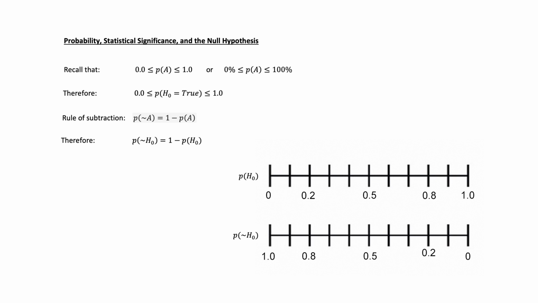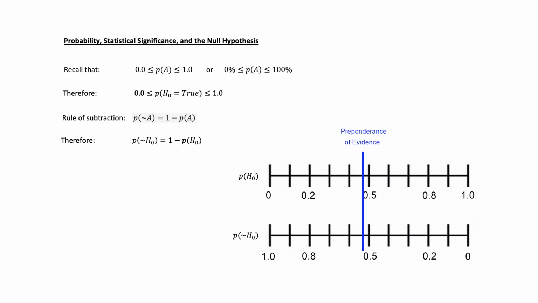Similarly, the probability of not H0 is equal to 1 minus the probability of H0, as we see in our rule of subtraction. For example, if the probability of the null hypothesis being true is 0.8, then the equivalent position on the probability of the null hypothesis not being true on the bottom line graph is 0.2. In other words, when you add the probabilities from both line graphs, you should get 1.0.